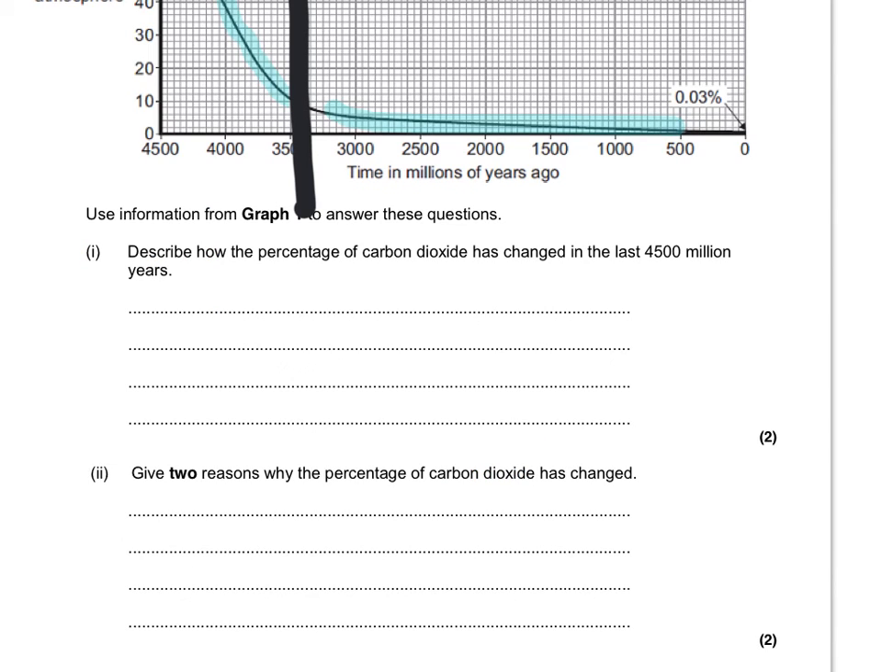Be really careful here. It says give 2 reasons why the percentage of carbon dioxide has changed, and the graph is showing that that change is a decrease. Make sure you're giving reasons for why it would have decreased. Your main reasons are photosynthesis will mean that plants are absorbing carbon dioxide, it's decreasing. You could also say that carbon dioxide is absorbed by the oceans, or you could also say that carbon dioxide is locked up in carbonate rocks.